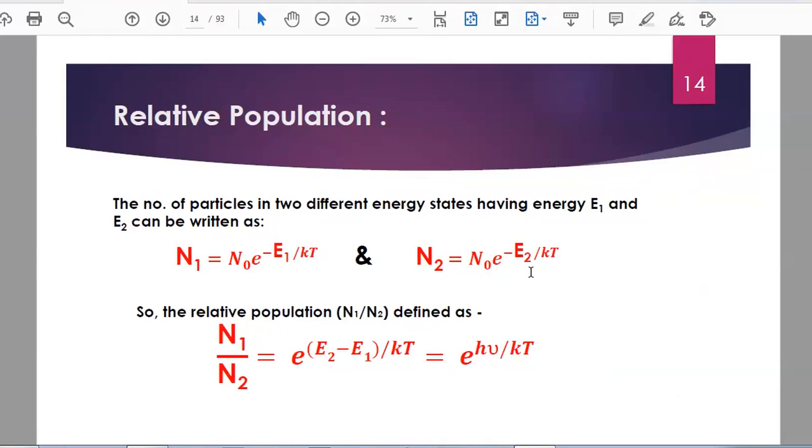For energy level 2, the energy is E2. Or you can simply call it the energy for ground level and energy for upper level, but it is always preferable that you write level 1 and level 2, because when you go to a multi-energy level system, that means 2 level, 3 level, 4 level, it is always preferable you write the proper naming. So first energy level, second energy level, like that.